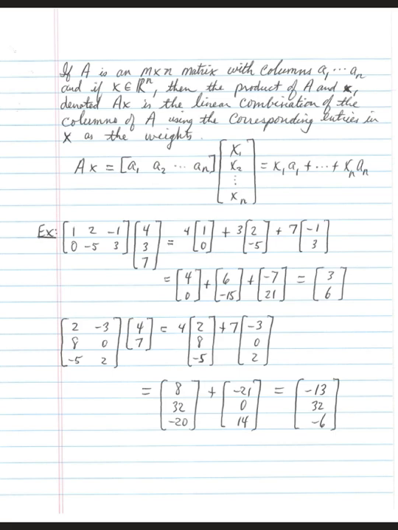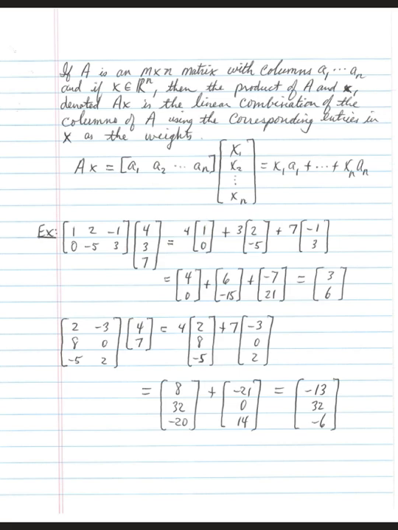Okay, so let's look at an example. We're going to take matrix A, which is a 2 by 3, and we're going to multiply it by vector x. If you take each entry in vector x times each column of A, then we have 4 times (1, 0), plus 3 times (2, -5), plus 7 times (-1, 3). First entry, first column; second entry, second column; third entry, third column.